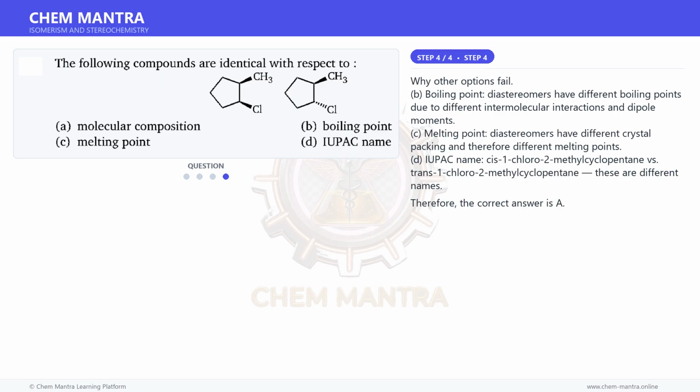And for the final step, why other options fail? B. Boiling point. Diastereomers have different boiling points due to different intermolecular interactions and dipole moments. C. Melting point. Diastereomers have different crystal packing and therefore different melting points. D. IUPAC name. CIS-1-chloro-2-methylcyclopentane versus trans-1-chloro-2-methylcyclopentane. These are different names.